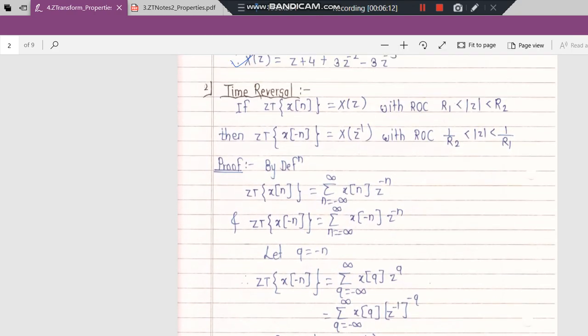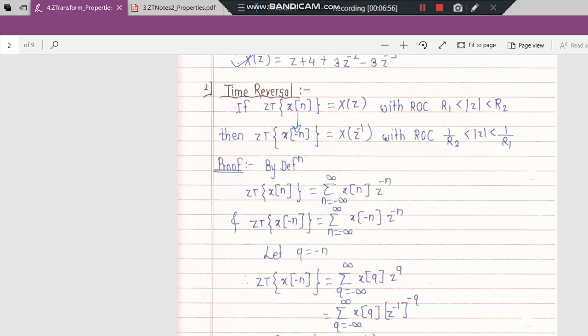Next property is the time reversal property. Okay, the time reversal property states that if the Z transform of a particular signal is X of z, then the Z transform of the time reversed version of that signal will be simply X of z raised to minus 1, or simply the inverse of that Z transform. So if X of z is there, then X of 1 upon z, that is X of z raised to minus 1, will be the Z transform of x of minus n. When we are time reversing the signal, x of minus n is the time reversed version of the time domain signal, which is called the mirror image or time reversal.